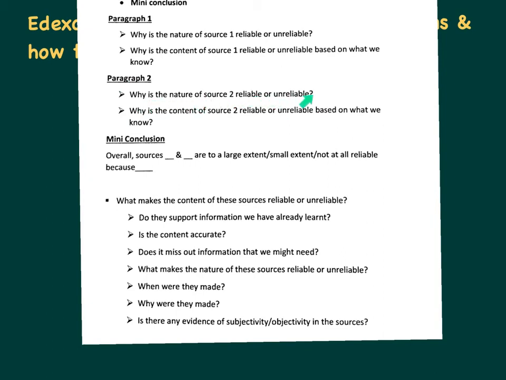Why is the nature of source 2 reliable or unreliable? Why is the content of source 2 reliable or unreliable? How accurate is it based on what you know? Make sure you use your own knowledge and don't just quote things in the source.